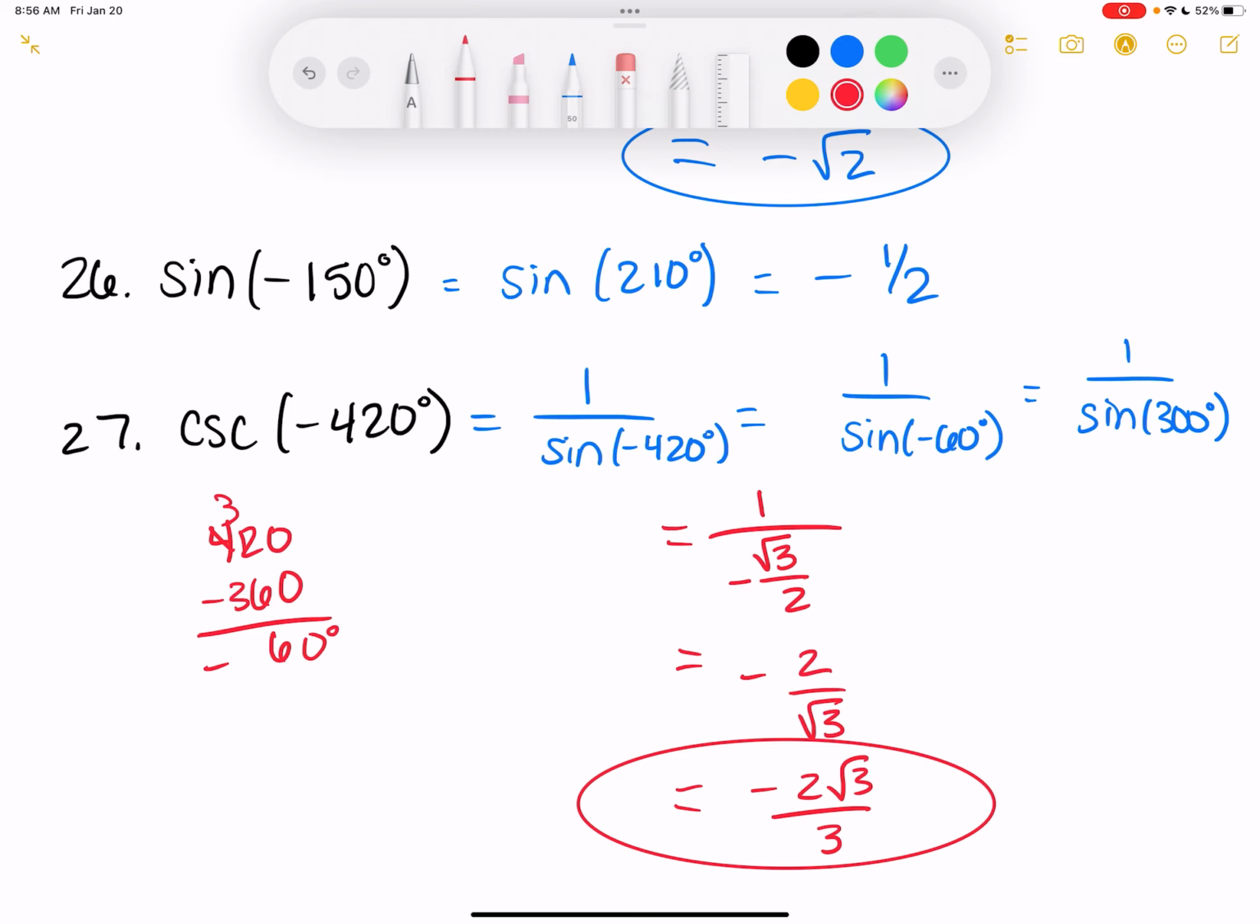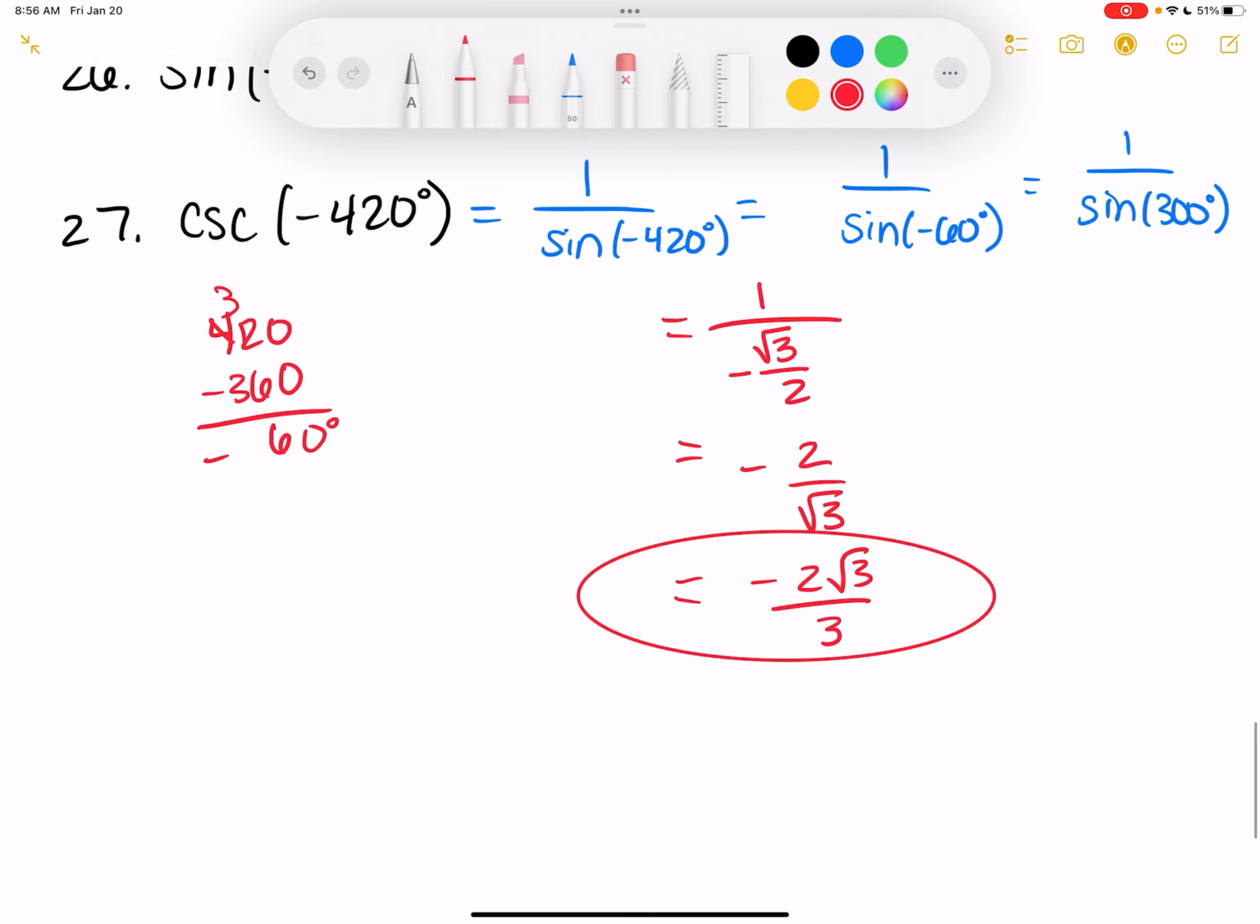All right, I want to look at 29 because it's pretty different from what we've been doing, and I'm going to show you two ways to think about this problem as well. Cotangent of minus 8 pi over 3.